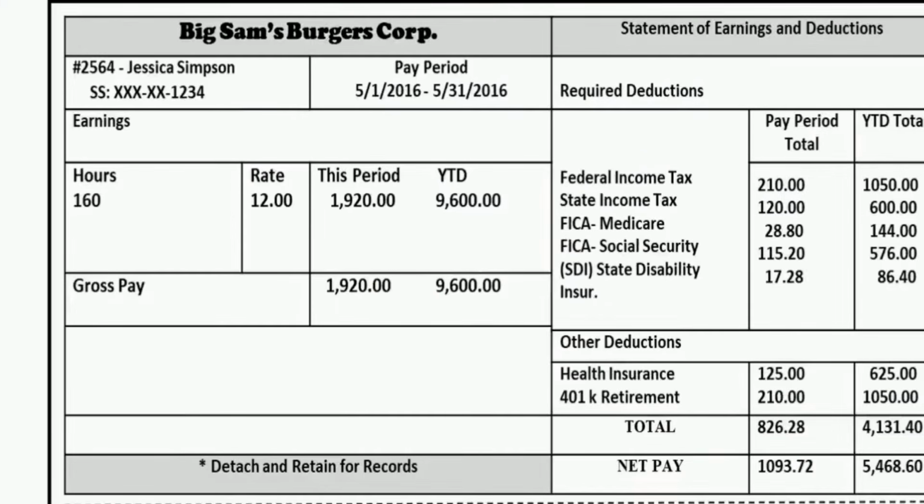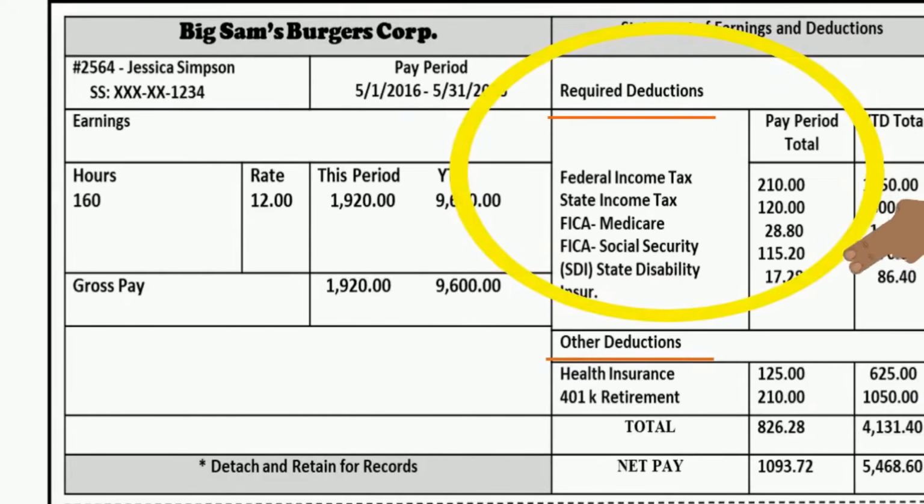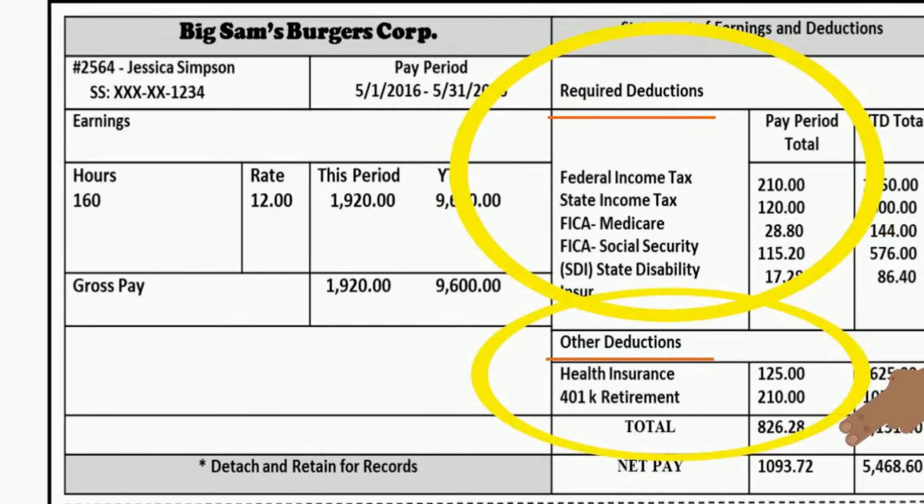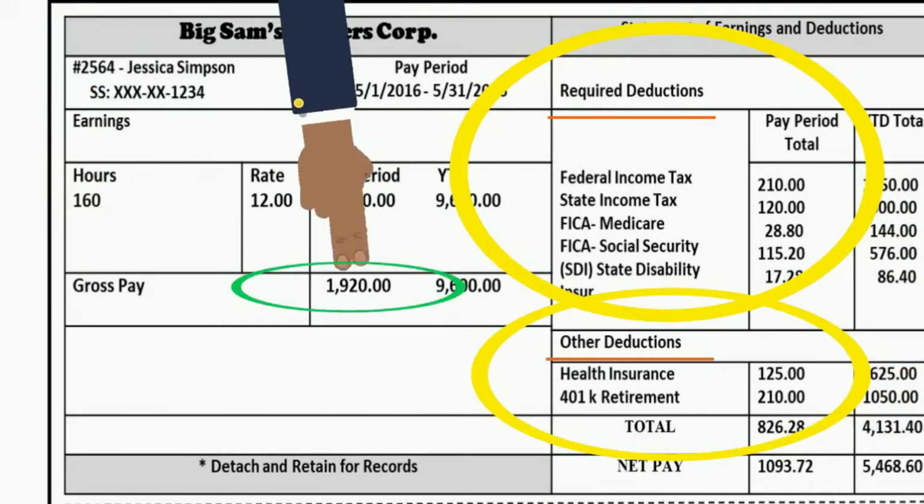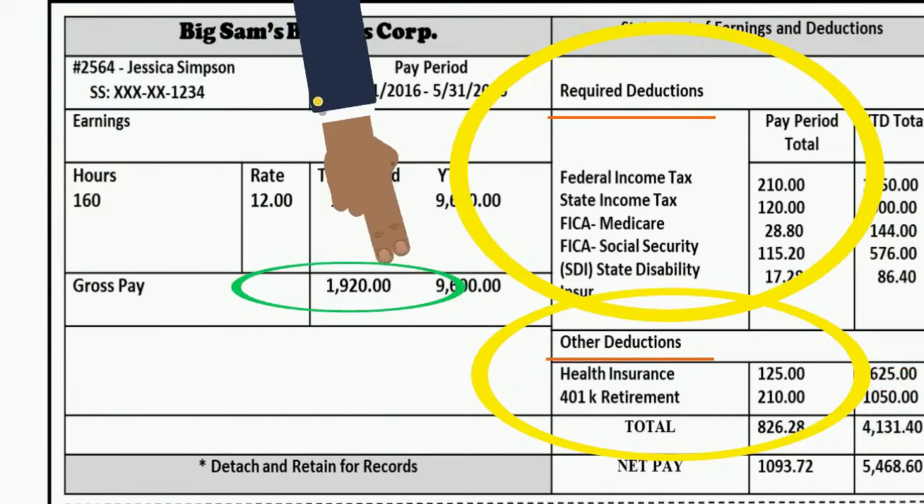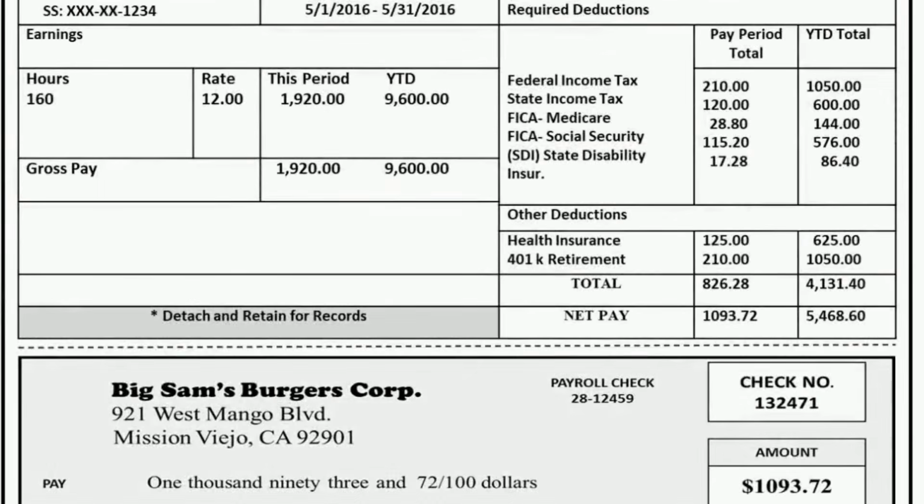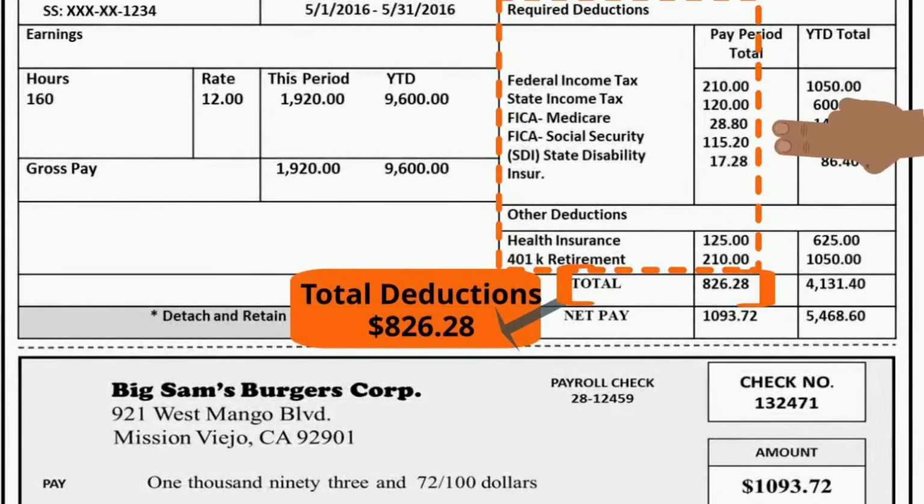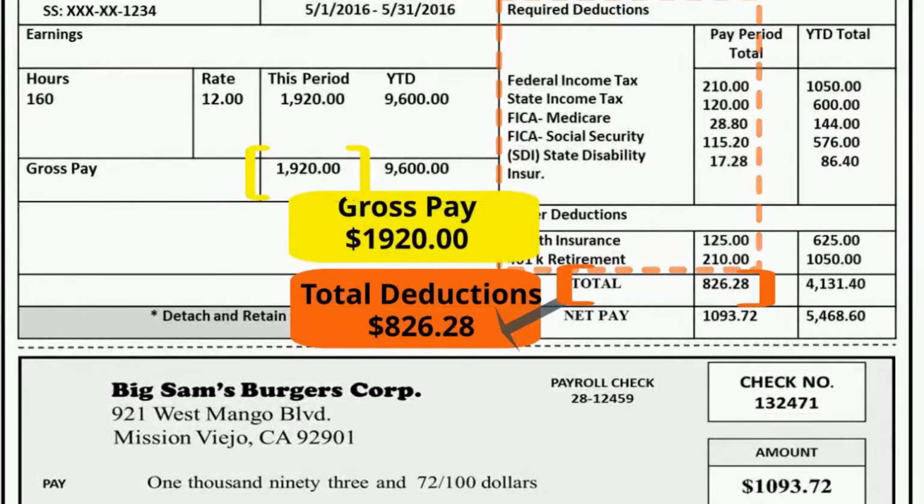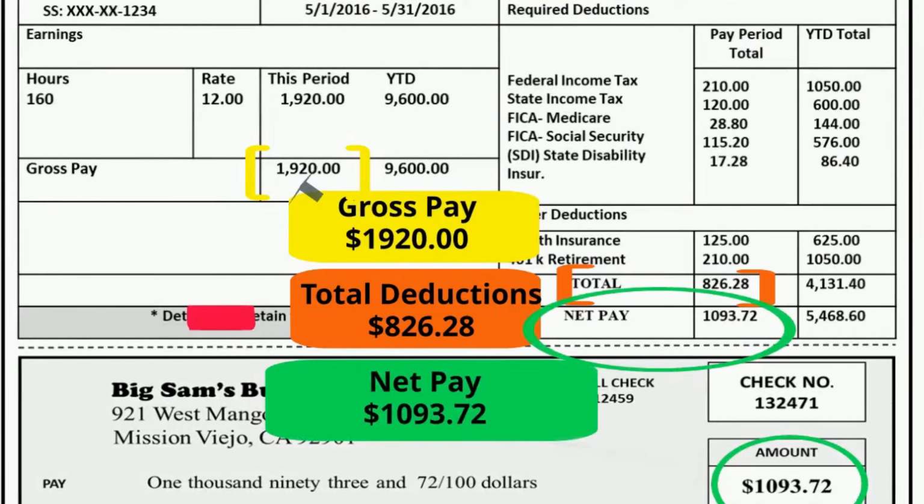Let's take a look at these deductions being made on a paycheck stub. Here you can see these are the required deductions. Below are voluntary deductions. These are being deducted from the employee's gross pay. The next step is you take all the deductions, which equals total deductions. You subtract them from gross pay. This will equal your net pay, or the final amount on your paycheck.